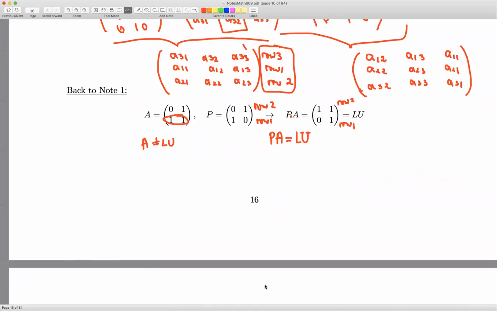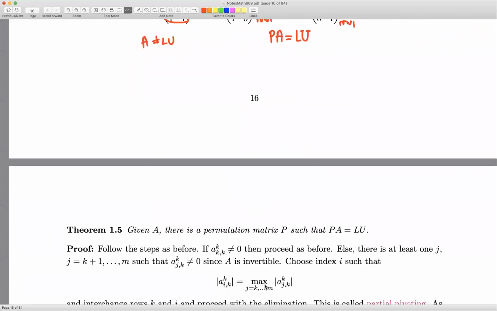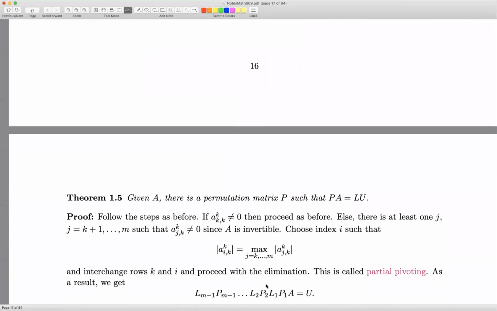And in general, this holds for a general matrix A. Given a matrix A, there is a permutation matrix P such that P times A is equal to L times U. What we will discuss here, since we are talking about solving linear systems, is this for matrices A which are invertible, namely the determinant of the matrix A is different from 0.